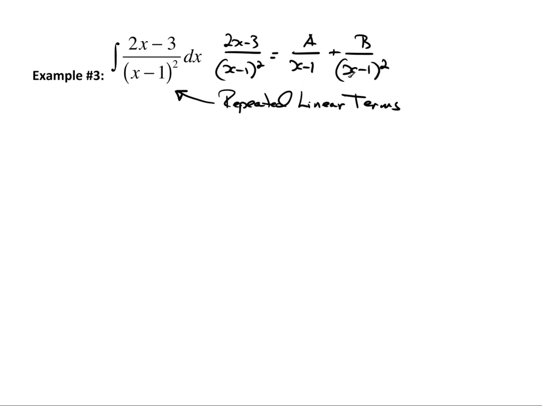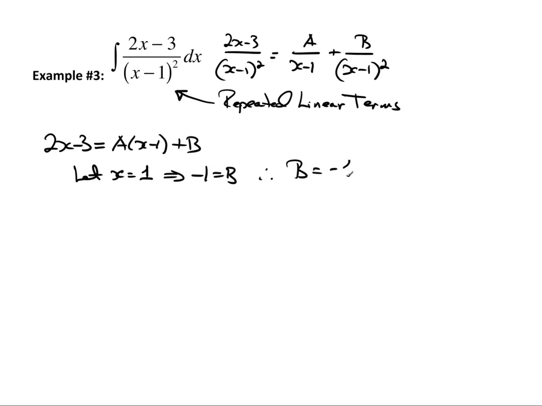Now if I multiply through by (x minus 1) squared, it's going to cancel here, leaving an x minus 1 up here. So what I'll get is 2x minus 3 equals A times (x minus 1) plus B. Let's go ahead and let x equal 1. I want that because it's going to make this component equal to 0, which leaves me just my B. And when I do, I get 2 minus 3, which is negative 1. So negative 1 equals B, therefore B equals negative 1.